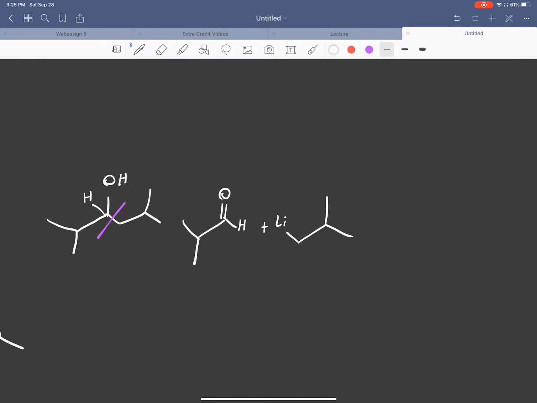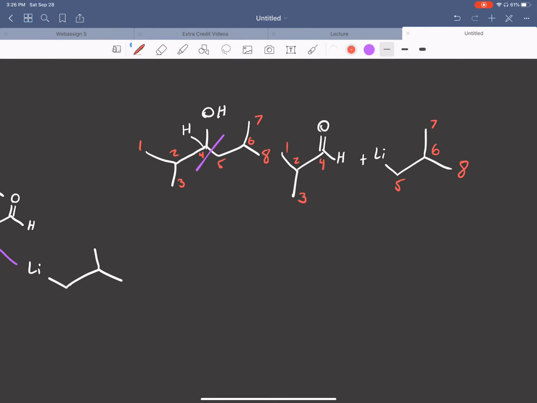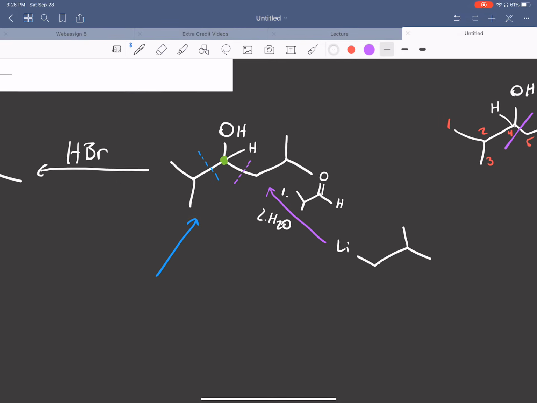this. Now you can see that, remember, always count your carbons. If I count 1, 2, 3, 4, 5, 6, 7, 8, I have 1, 2, 3, 4. You can see that carbon 5 is split from carbon 4. So carbon 5, 6, 7, 8. Okay? The carbon part of that bond that was split is going to have the lithium. The one that had the OH is going to become the carbonyl, and the other one has the lithium.